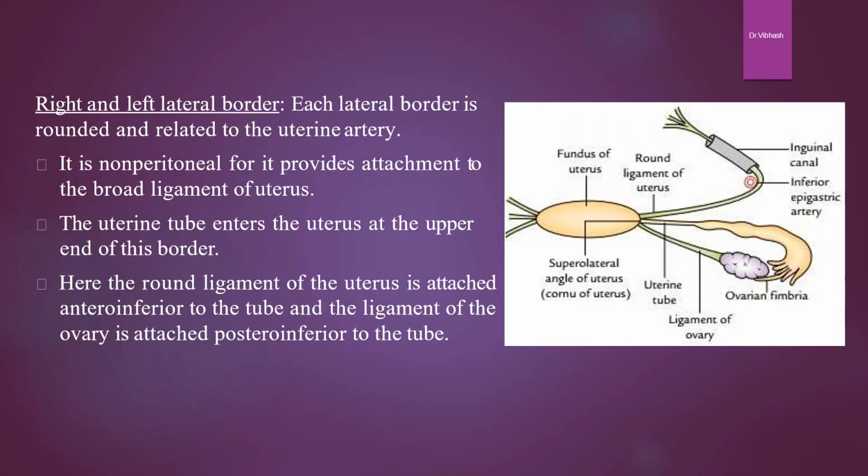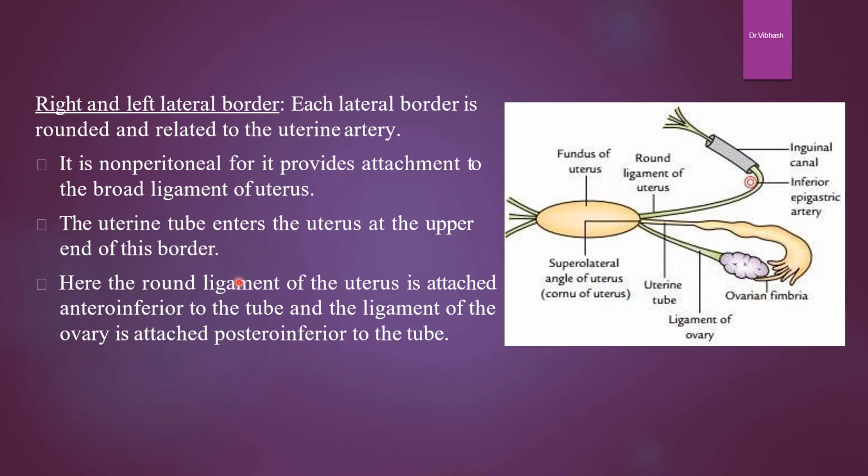About right and left lateral borders. Already we have seen the uterus has two borders, right lateral border and left lateral border. Each lateral border is rounded and is related to the uterine artery. It is non-peritoneal because it provides attachment to the broad ligament of uterus. The uterine tube enters the uterus at the upper end of this border.